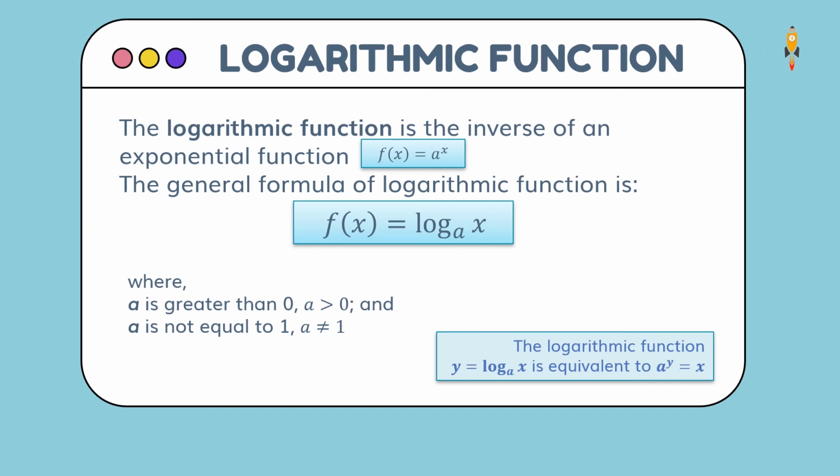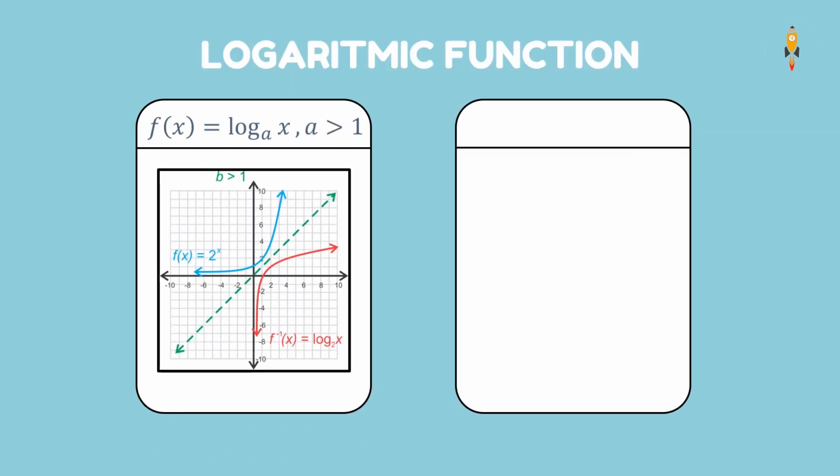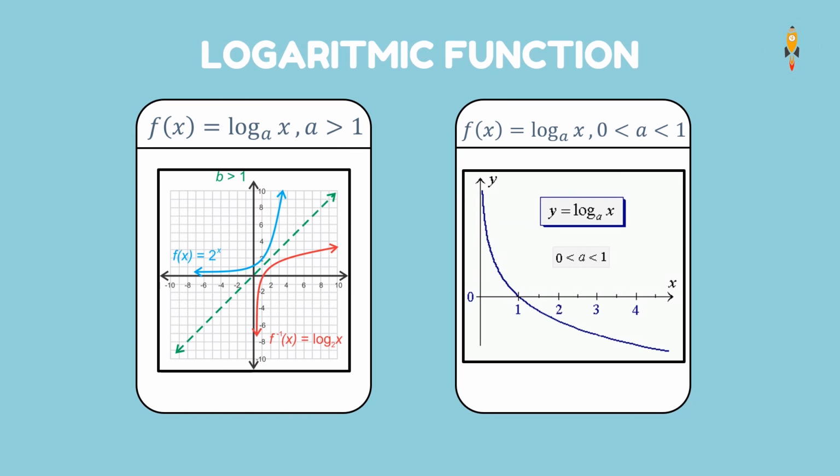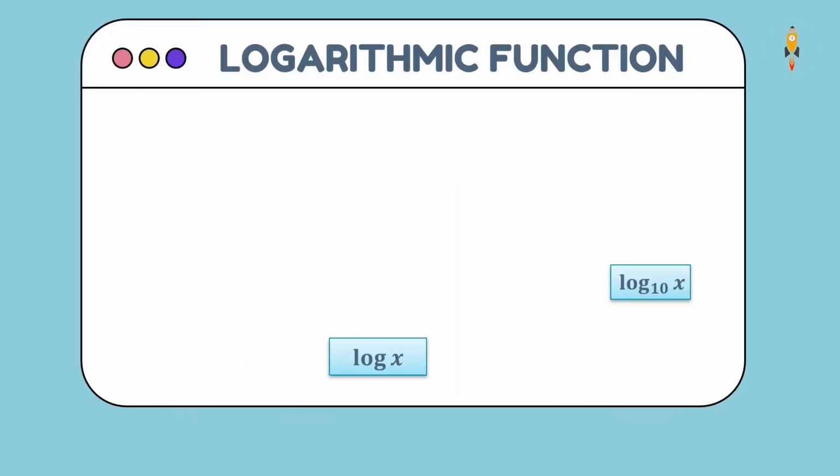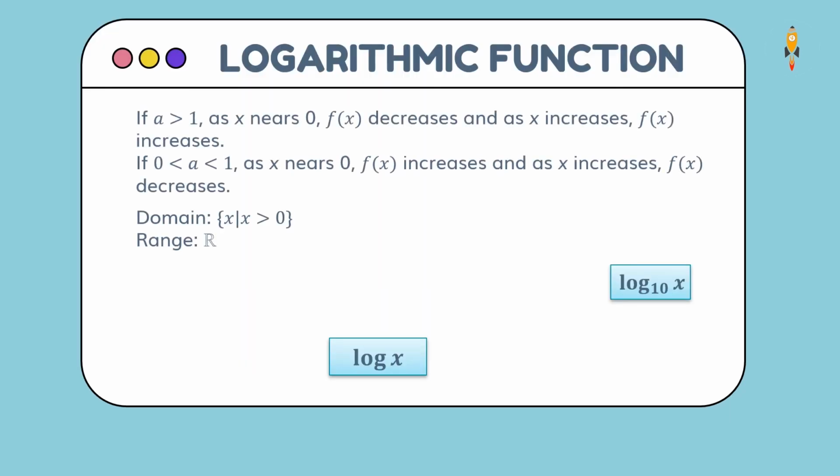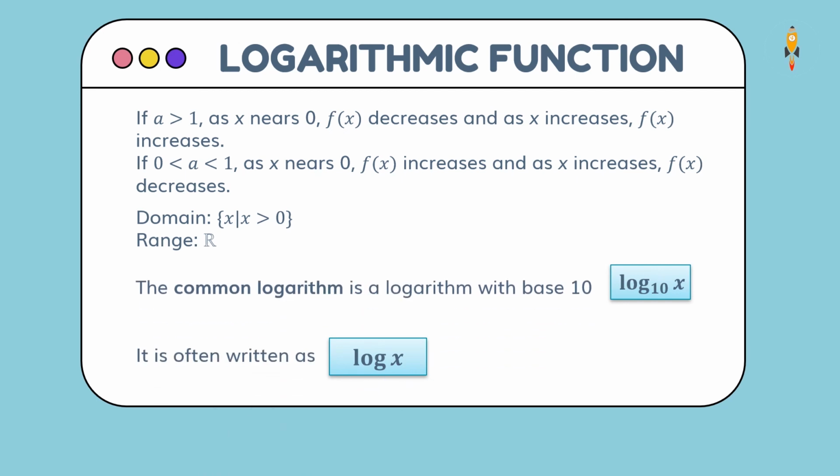equal to x. This is the graph of f of x is equal to the log base a of x, where a is greater than 1, the red curve. If a is greater than 1, as x nears 0, f of x decreases, and as x increases, f of x increases. If a is greater than 0 and less than 1, as x nears 0, f of x increases, and as x increases, f of x decreases. The domain is all real numbers greater than 0, while the range is R.